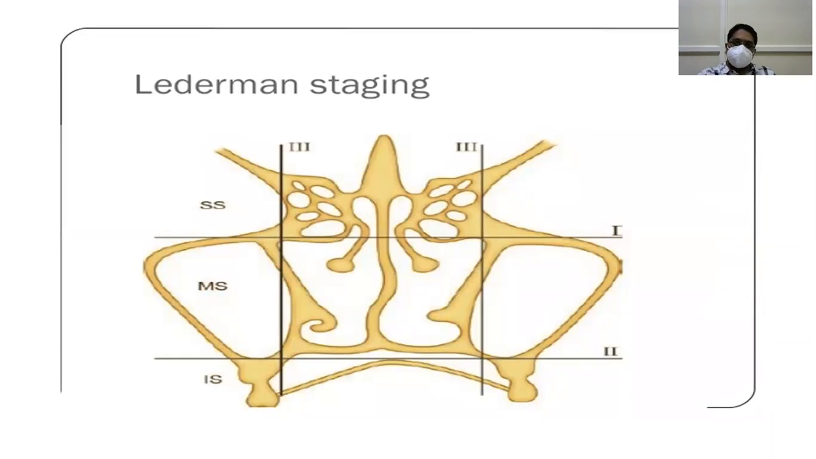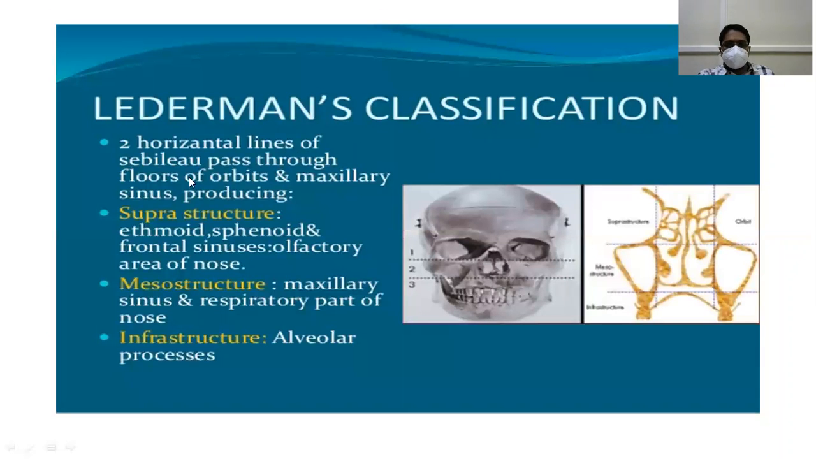One more is the Lederman staging. Here, a horizontal imaginary line passes along the floor of the orbit and floor of the antrum, and two vertical lines along the medial wall of the orbit. This makes suprastructure, mesostructure, and infrastructure. Two horizontal lines pass through the floors of the orbit and maxillary sinus, producing suprastructure, mesostructure, and infrastructure.